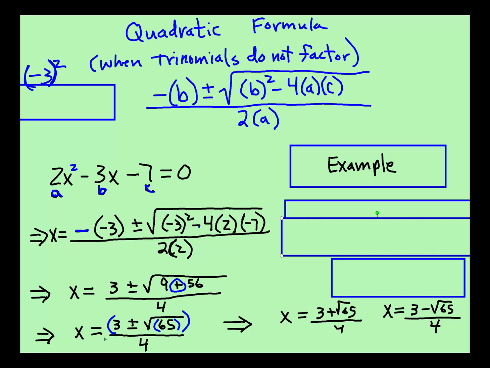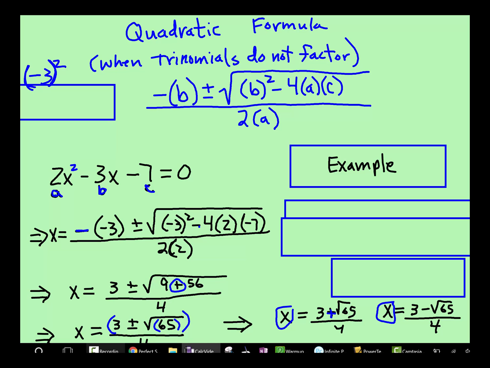All right. So remember, there's 2 different answers here. There's the 3 plus root 65, all of that divided by 4. Then you've got the quantity 3 subtract root 65 divided by 4. Both of those are the x values. All right, that's it. Quick review.